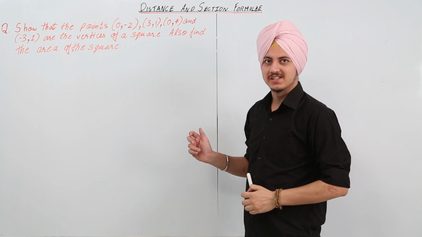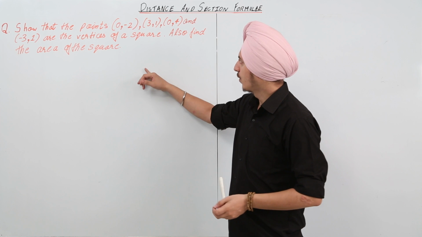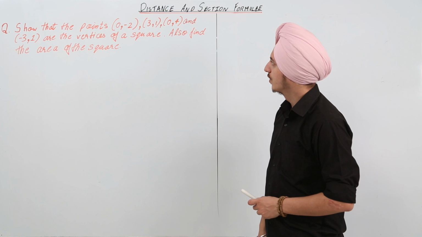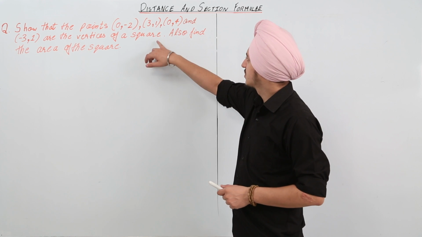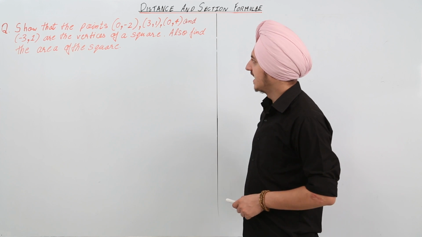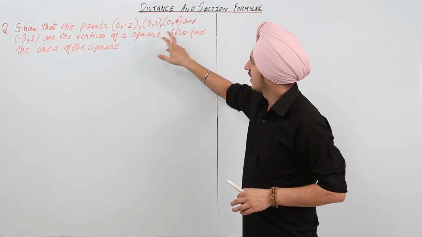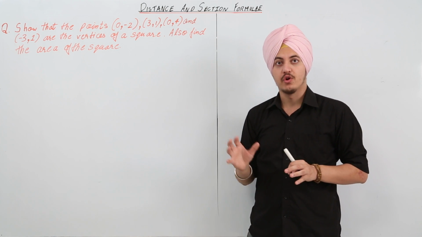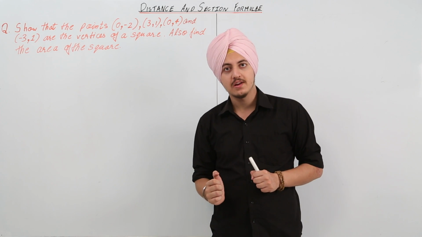Now the next question in distance and section formula says: show that the points (0, -2), (3, 1), (0, 4) and (-3, 1) are the vertices of a square. Also find the area of the square. So we need to prove that these are the vertices of a square. What are the conditions for four particular points to be the vertices of a square?